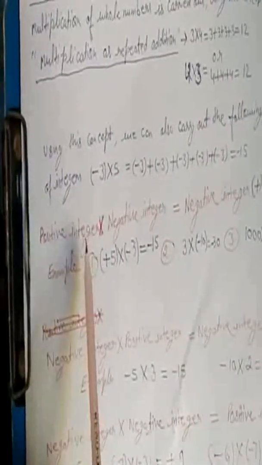Now you use the concept: a positive integer multiplied by a negative integer is equal to a negative integer. Plus into minus is equal to minus. Examples: plus 5 into minus 3 is equal to minus 15, since 5 times 3 is 15. According to the rule, a positive integer multiplied by a negative integer gives a negative integer. Same as 3 into minus 10 is equal to minus 30. 1000 into minus 3 is equal to minus 3000.